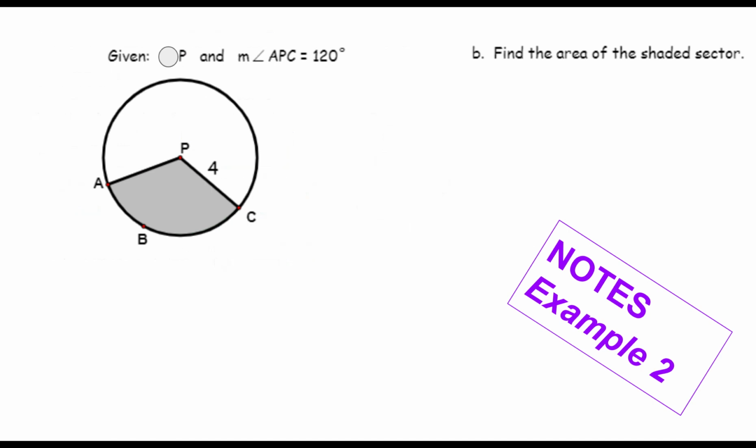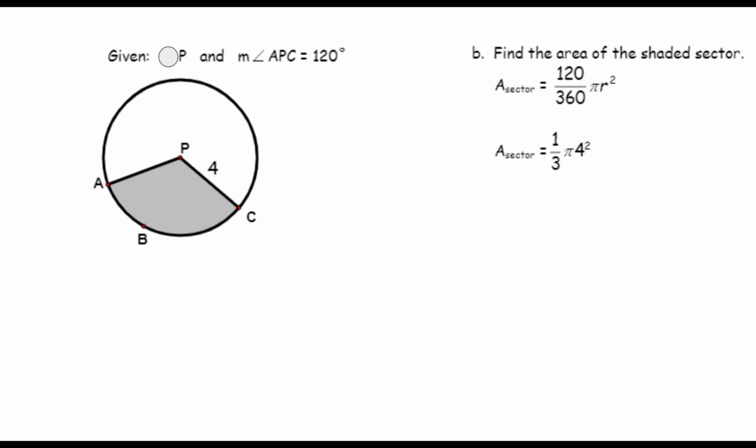Let's do another example. Pause the video and copy this into your notes. In this case, my central angle is 120 degrees, and my radius is 4. So again, I'm going to use that same formula that the area of a sector is the fraction of the circle times the area of the circle. Well, if it's 120 degrees, I put 120 over 360. Hopefully you can recognize that that is 1/3. It's the same as 12 over 36, which is the same as 6 over 18, which is the same as 1/3.